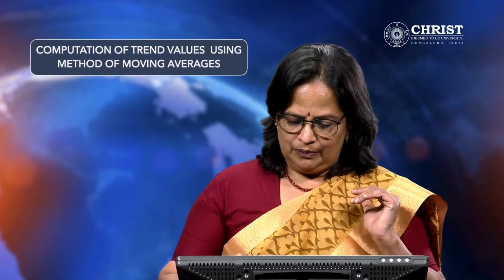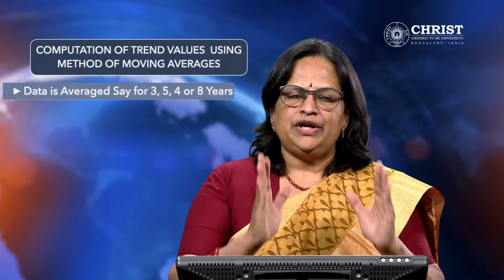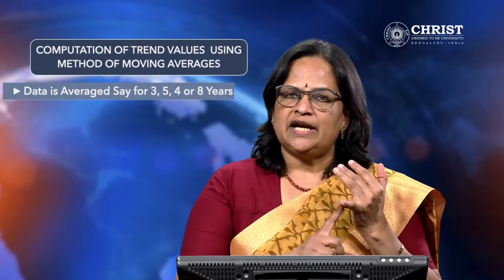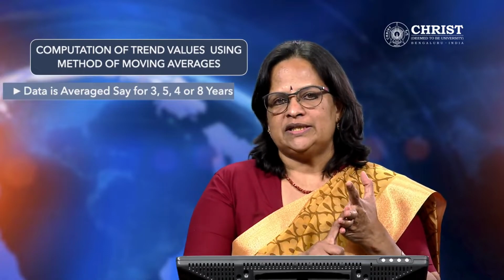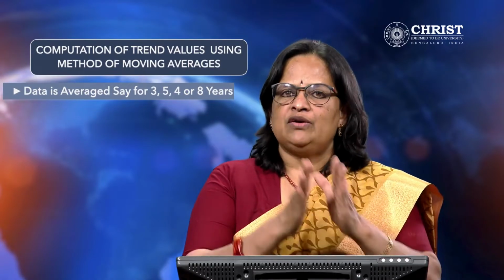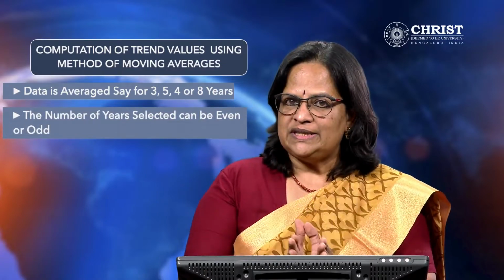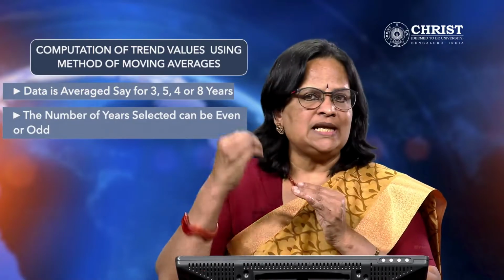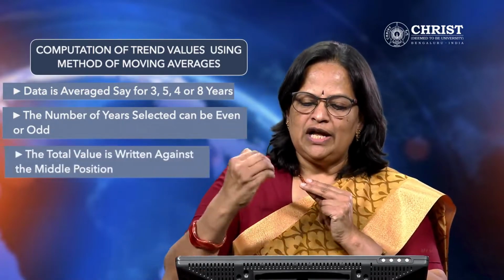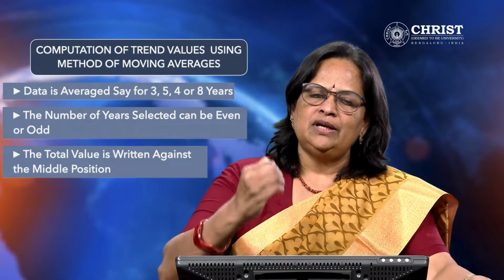Now, see, when you are computing moving averages, data can be averaged for 3 years, 5 years or 4 years or 8 years. So 3 and 5 are odd years, 4 and 8 are even years. The number of years selected can be either even or odd, so the computation is slightly different. The total value is written against the middle position. Now I am talking about the odd numbers.